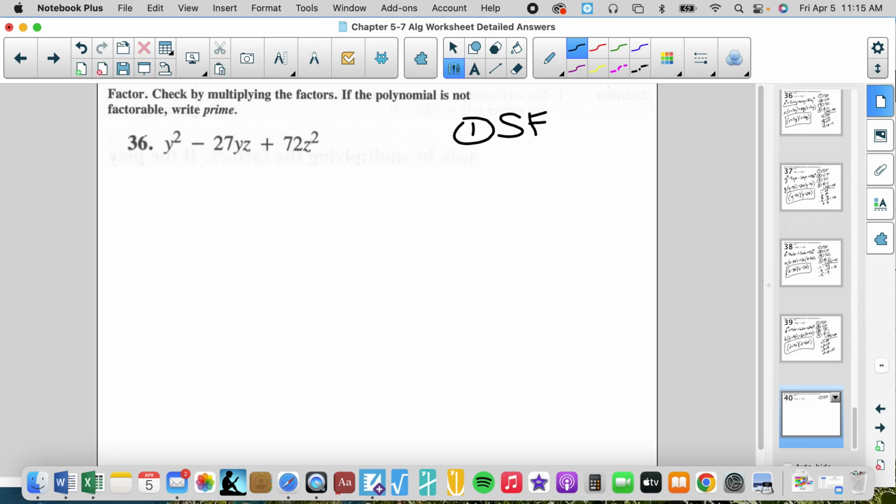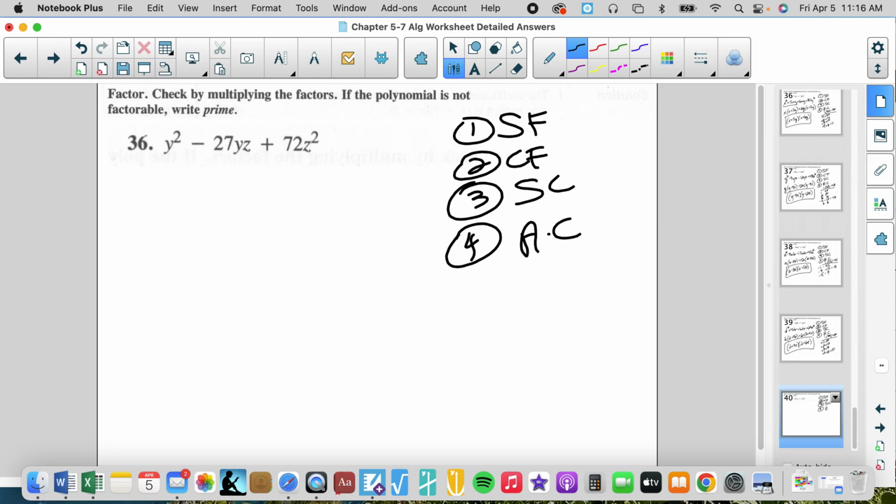Standard form, yes. Common factor, no. Special case, no. 72 is not a perfect square. Why do I always do 72? Well, this is a perfect square, but your first and your third in your binomial square has to be. So that's why I'm always saying that.